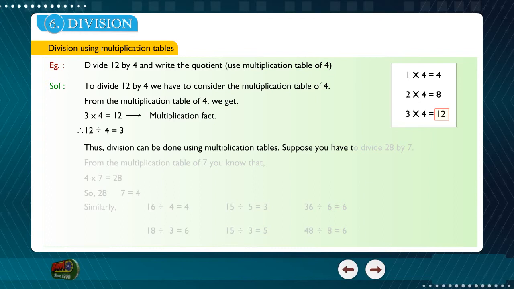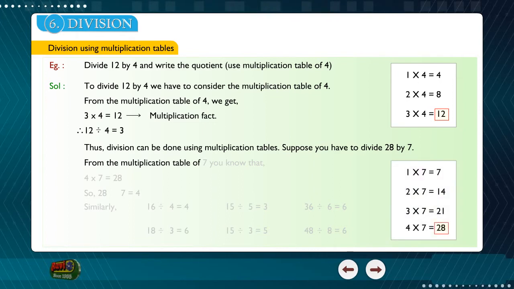Suppose you have to divide 28 by 7. From the multiplication table of 7, you know that 4 into 7 is equal to 28. So, 28 divided by 7 is equal to 4. Similarly, 16 divided by 4 is equal to 4.